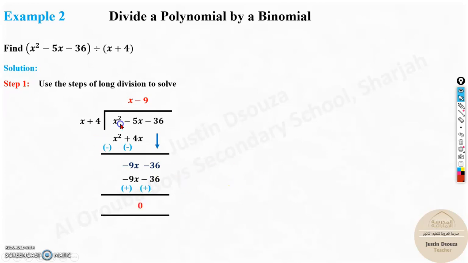You just stop it when it's less than the divisor term or it's 0. Over here, you should use all these terms, and now it's over. That's it. That's the answer. The quotient, that's the answer. After division, whatever answer you get is the quotient, and the remainder is 0. The quotient is x minus 9, the remainder is 0.